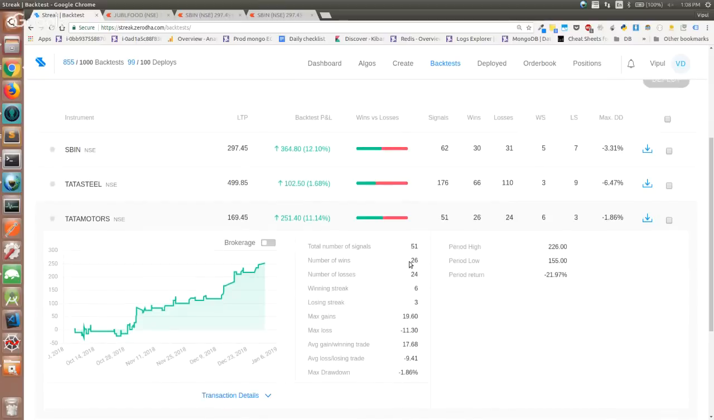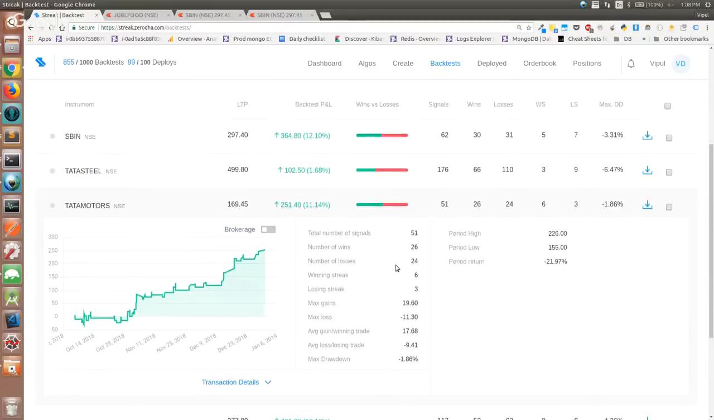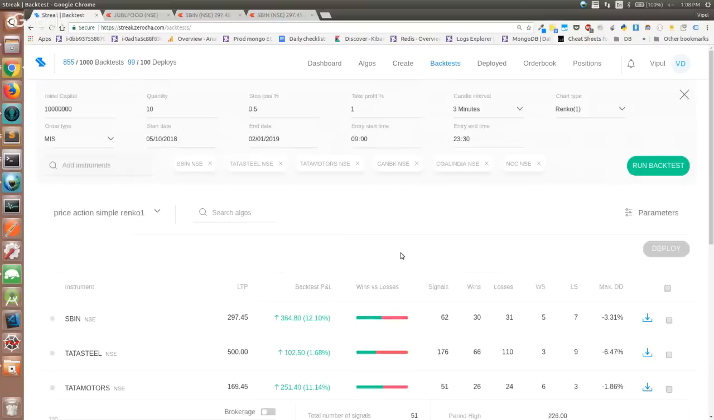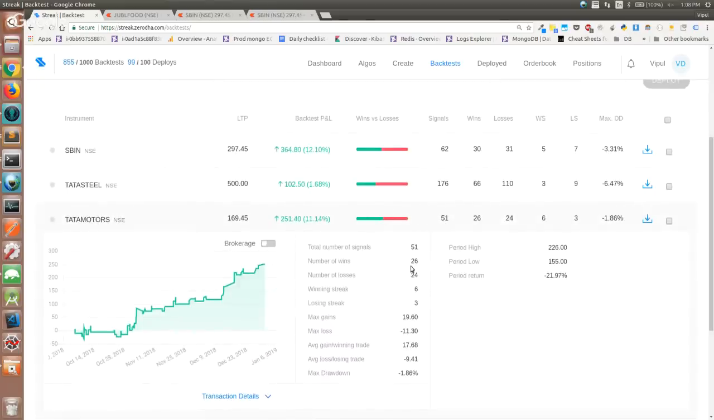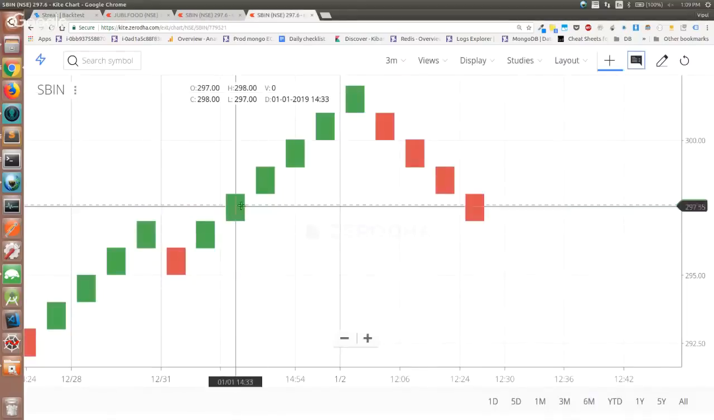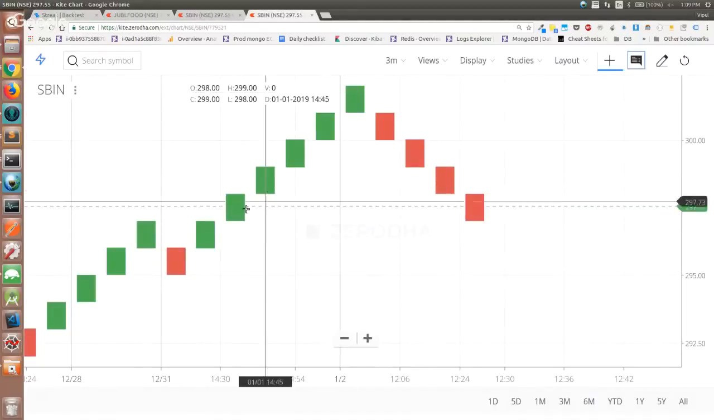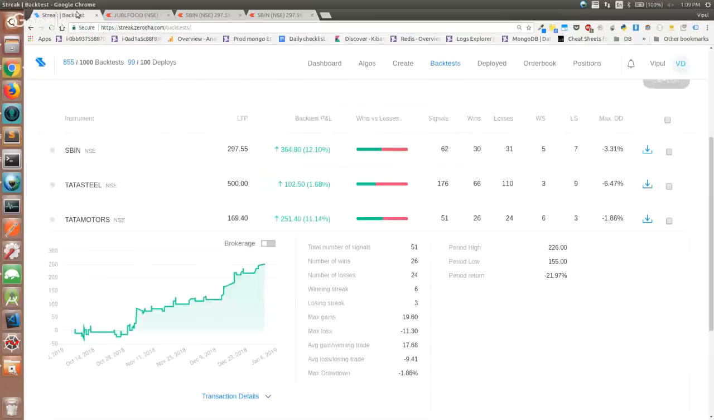Obviously, the definition of what these individual metrics mean has been covered in our first webinar in depth, so I'll not waste everybody's time going over that. Let's cover Renko in depth. But again, the win to loss ratio is basically 2:1, because take profit is 1 and stop loss is 0.5. The number of wins versus number of losses, the accuracy, is about 50%. So every time two green Renko bars are formed, there is a chance that the price will move in your direction. That's what it means, right?